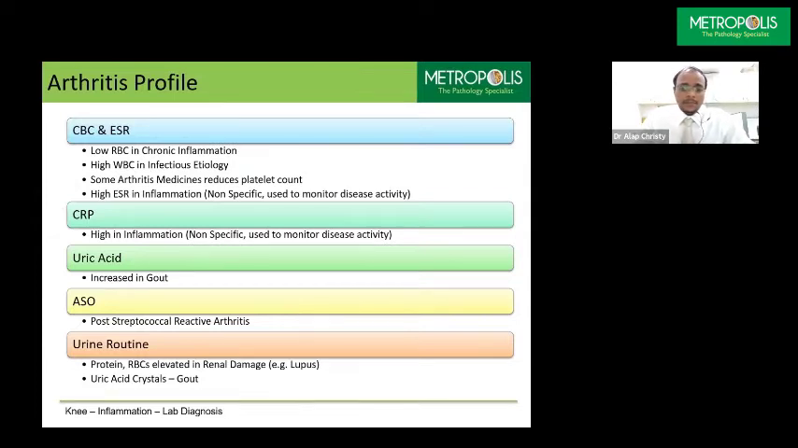Then we speak about reactive arthritis. It may be either post-viral or post-streptococcal. In post-streptococcal reactive arthritis, ASO is a very useful marker. Urine routine also helps us, because in connective tissue disorders, as well as in lupus, where you have renal damage, your RBCs and proteins are elevated.